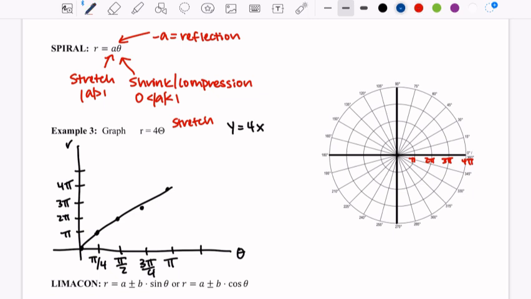So when theta is 0, my radius is 0. I'm going to start here. Okay, when theta is pi over 4, that is the same thing as 45 degrees. We are at pi. When theta is pi over 2, we get a radius of 2 pi. It's going to be up here. When we were at 3 pi over 4, our radius was 3 pi. That will be here. And then when our theta was pi, we were at 4 pi. So that is here.